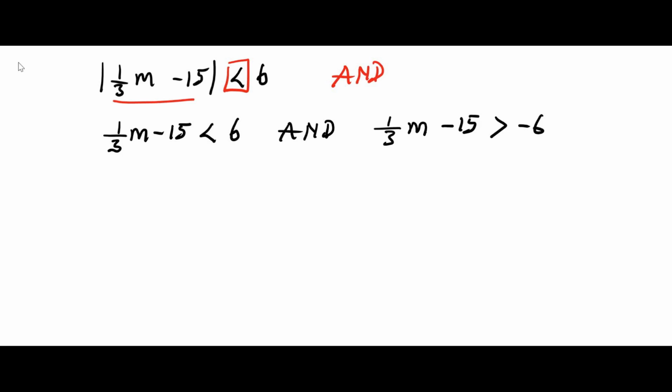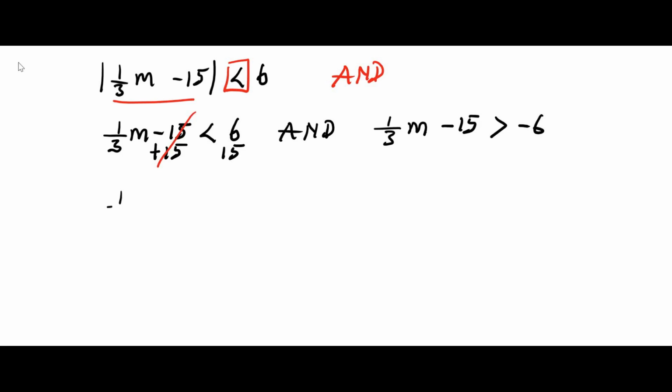So first we are going to add 15 to both sides. Add 15 to both sides, and -15 plus 15 will be 0.